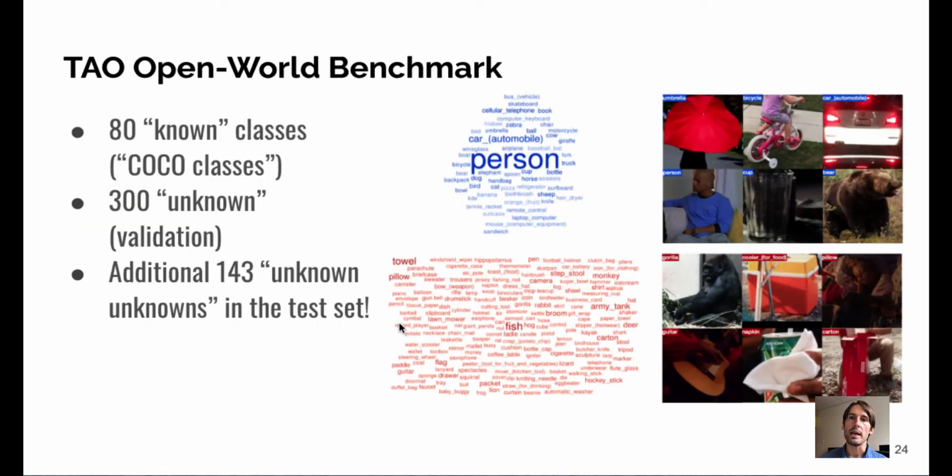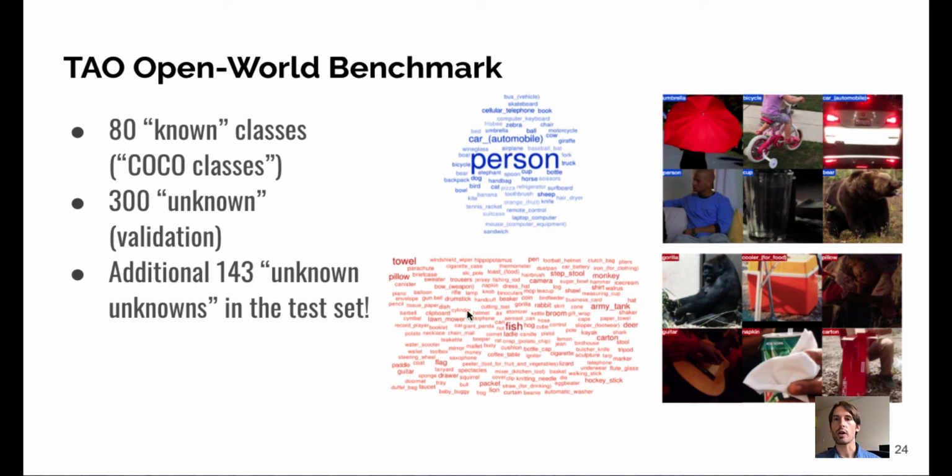Now, we base our open world tracking benchmark on the TAO dataset, and what we did here was that we first declared 80 classes that are defined in the COCO vocabulary as known object classes. So those classes will be seen during the training. An example of these classes you can see here in this word cloud, and visualizations you can see here on the right on top. The remaining classes, and you can see that there are many of them, we declare as unknown. So those will not be seen during the training phase.